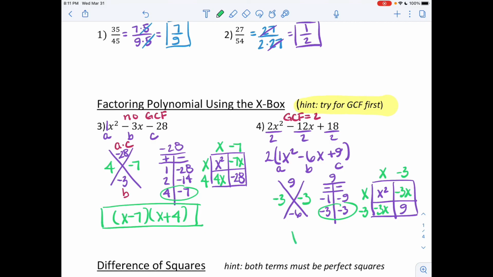So our final factor form, x minus 3 times x minus 3 from our x box, but don't forget that we factored out a 2 to start with, and that is part of our final factored form. Do not forget that. It's really easy to do. You get so focused on doing your x box that you forget what you started with, which was the greatest common factor.